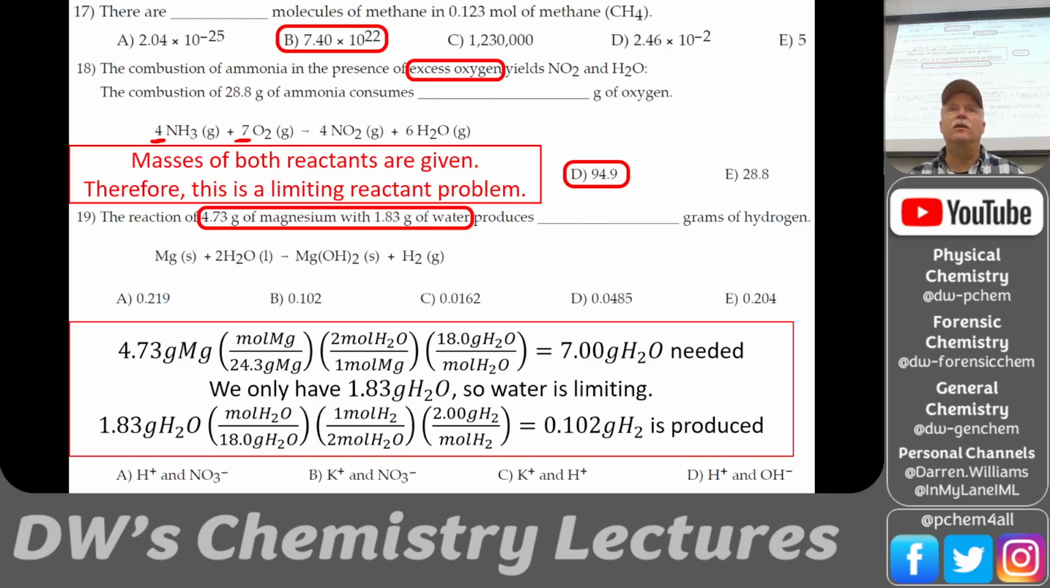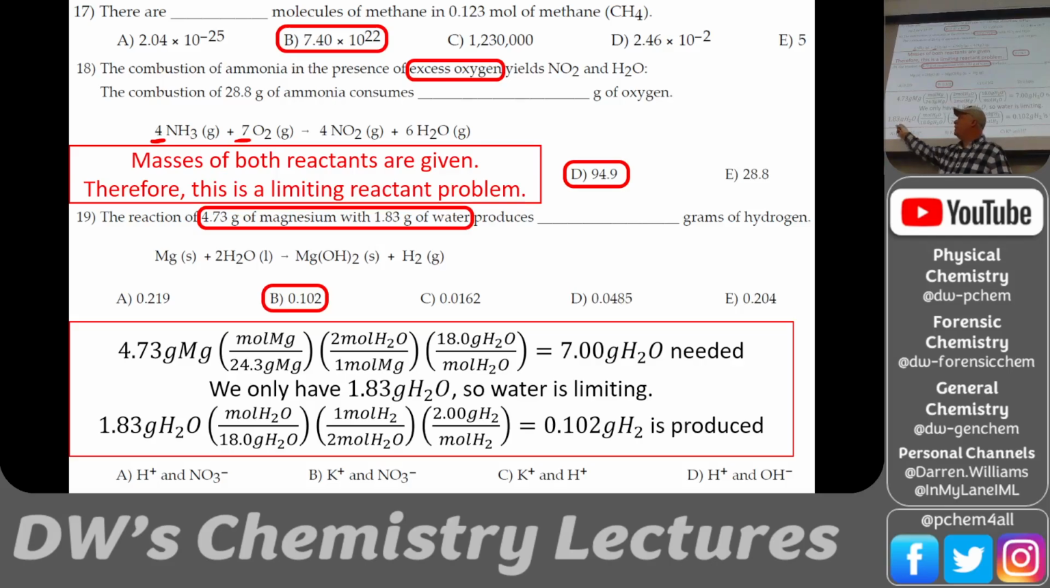Any questions on this one? It's probably the longest question on the test. Because the limiting reactant problem, first you have to figure out which one is limiting, and then use the limiting one to calculate the theoretical yield. Why am I calling this the theoretical yield? How many different yields are there? Actual, percent, and theoretical. The theoretical is the maximum.